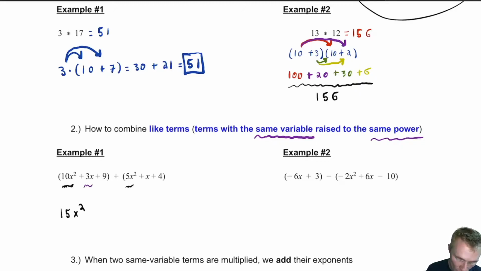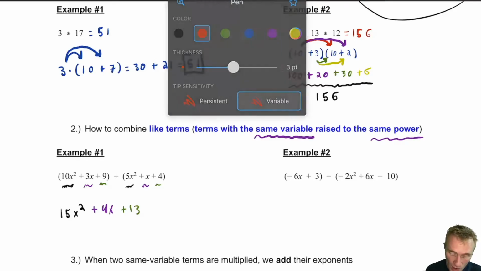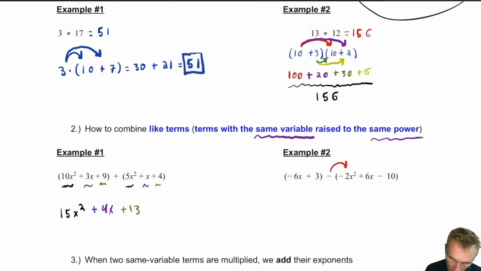So that's also true for 3x and x. If you have 3 and I have 1, together we have 4. If you have 9 and I have 4, together we have 13. So as long as it's the same variable and the same exponent. You may have an extra step to do here, like if we are subtracting, you may have a minus sign. I like to just distribute these to make it clearer.